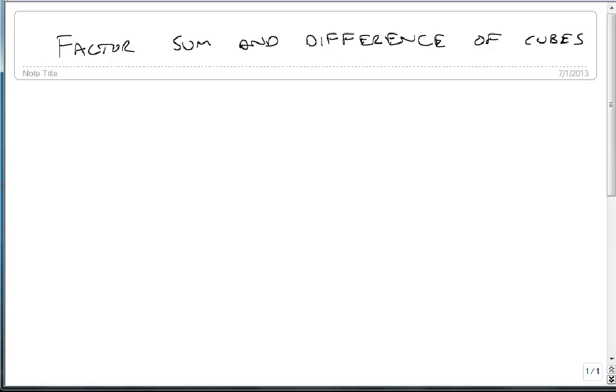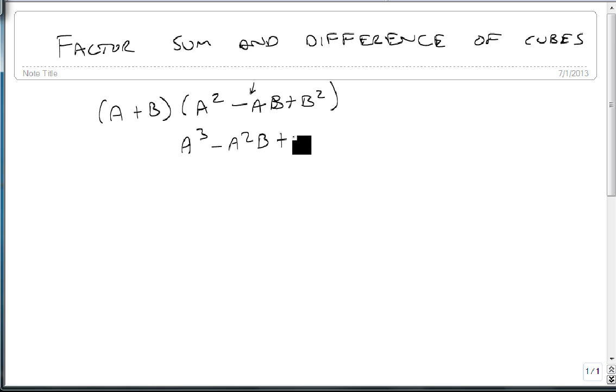We're now going to look at our last special cases, the sum of cubes and the difference of cubes. Suppose we start with (a + b)(a² − ab + b²). Notice this almost looks like a perfect square trinomial, but it's missing the 2, so it's not. If we multiply this out, we'll end up with a³ − a²b + ab² + a²b − ab² + b³.